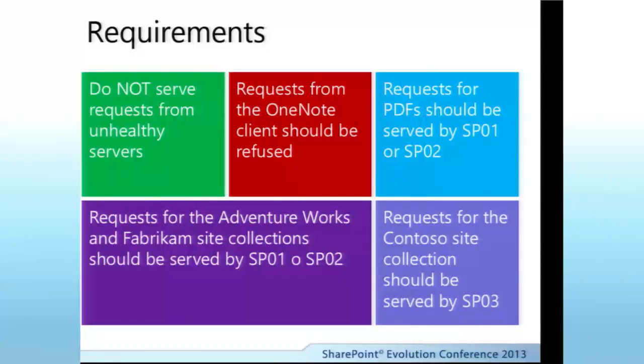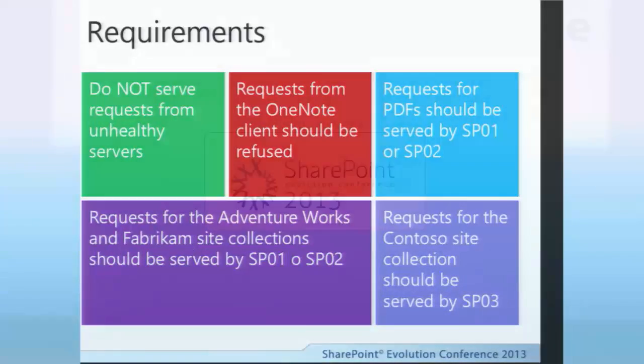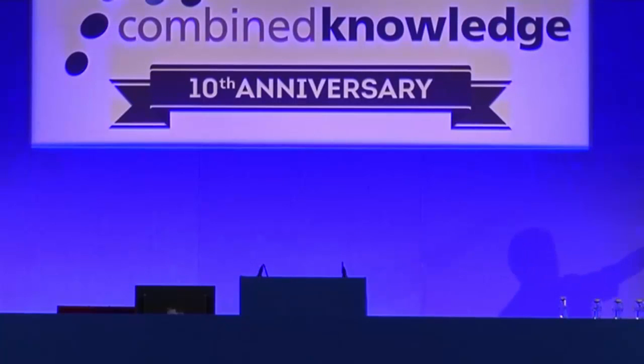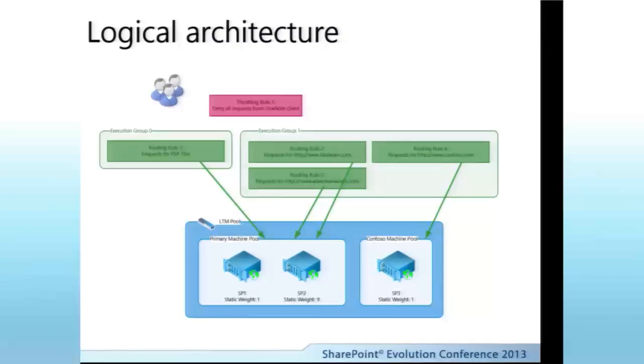Now, obviously, you wouldn't do that kind of thing in the real world, but it is useful to show the execution group management. So this is my logical architecture. I've basically taken those requirements, mapped them to the elements of the system. I'm going to have a single throttling rule at the top, which is denying the OneNote client application. Then I have, in execution group 0, my most important rule, which is the one for PDF files.